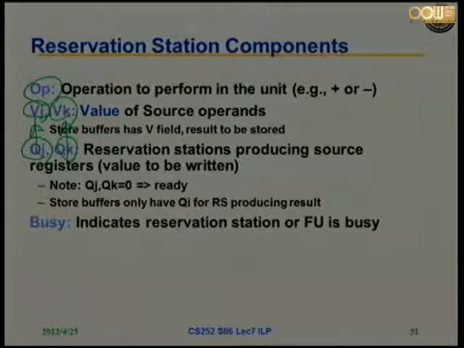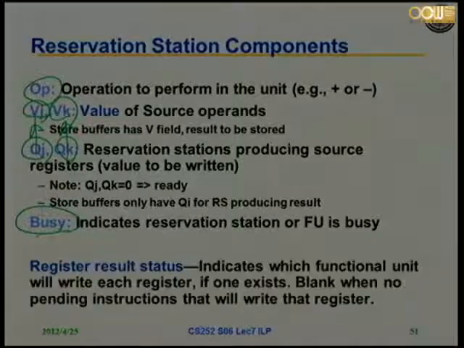Okay? And I also need a valid bit indicating this reservation station is in use. Just like a cache line, there must be a valid bit. Otherwise, there will always be zeros and ones inside. How do you know if that's trash or something useful? So the valid bit is very important, absolutely needed.